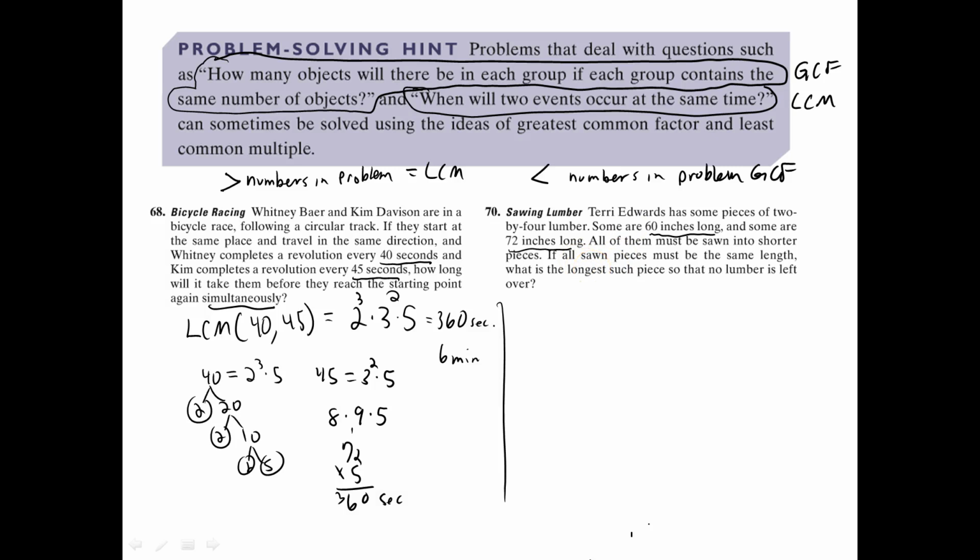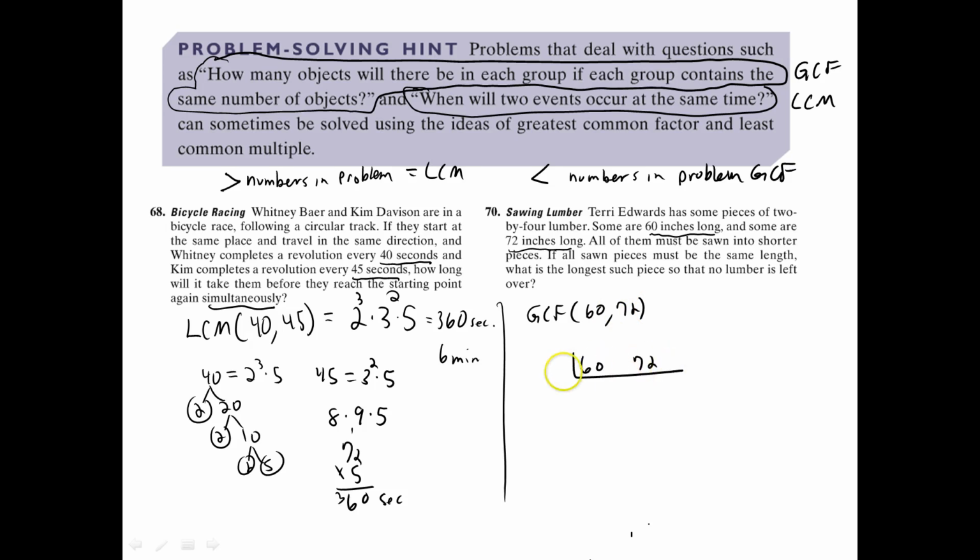So the numbers in the problem are 60 and 72. The thing that we're looking for would be shorter than that. We're cutting these in pieces. And so then we're looking for the GCF. Let's try this by the dividing method. We have 60, we have 72.